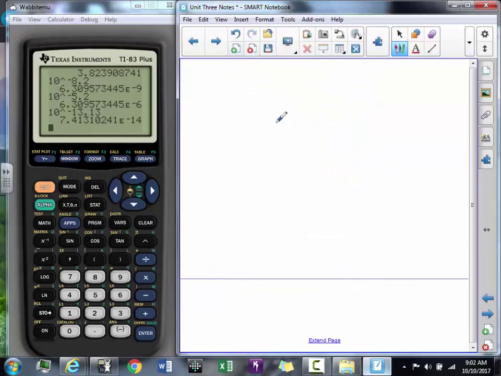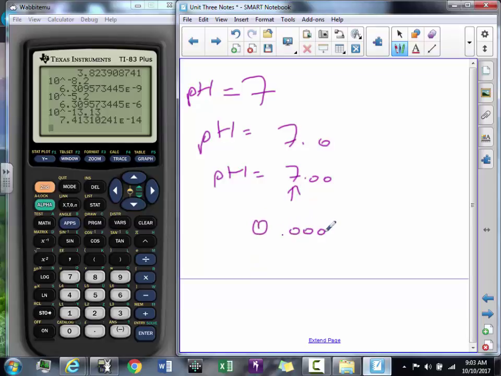Which means that if I were to give you a pH of 7, how many sigdigs does this have? None. This actually has no sigdigs. If I give you a pH of 7.0, you're going to have 1 sigdig. If I give you a pH of 7.00, you're going to have 2 sigdigs. Because what does this 7 here refer to? It refers to the fact that it's 0.00000000. I have one too many.